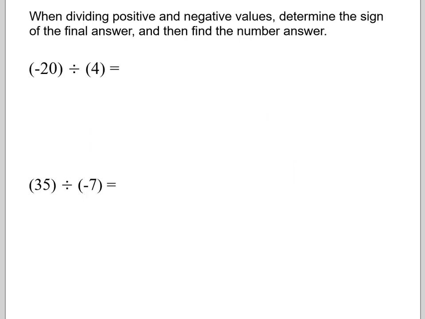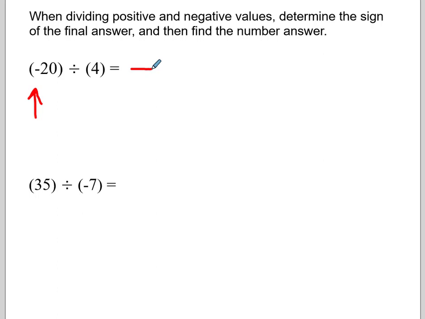Okay, so in dividing positive and negative values, determine the sign of the final answer and then worry about the number answer. So if I'm looking at the first one here, negative 20 divided by 4. If I count, I have one group or one negative sign. And as in our previous lessons, discussions about negative signs and multiplication and division, that's an odd number of negative signs. So I know my answer is negative before I do any work.